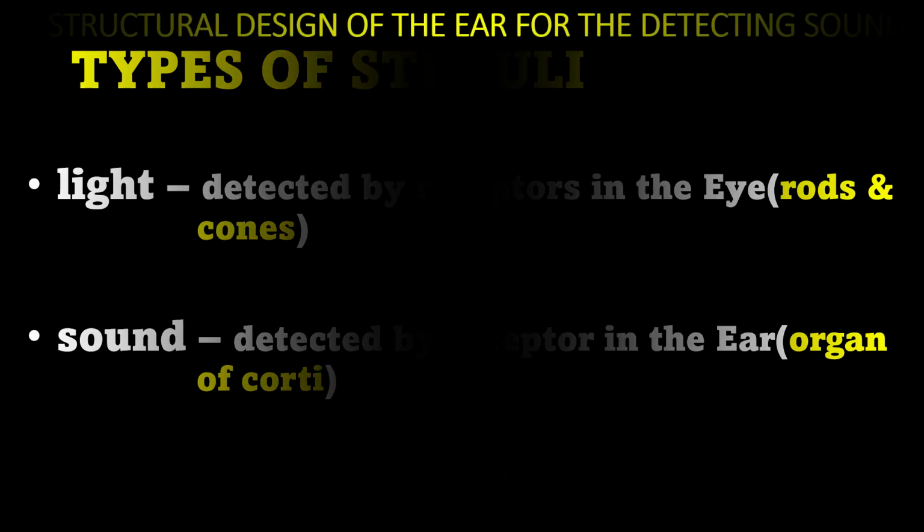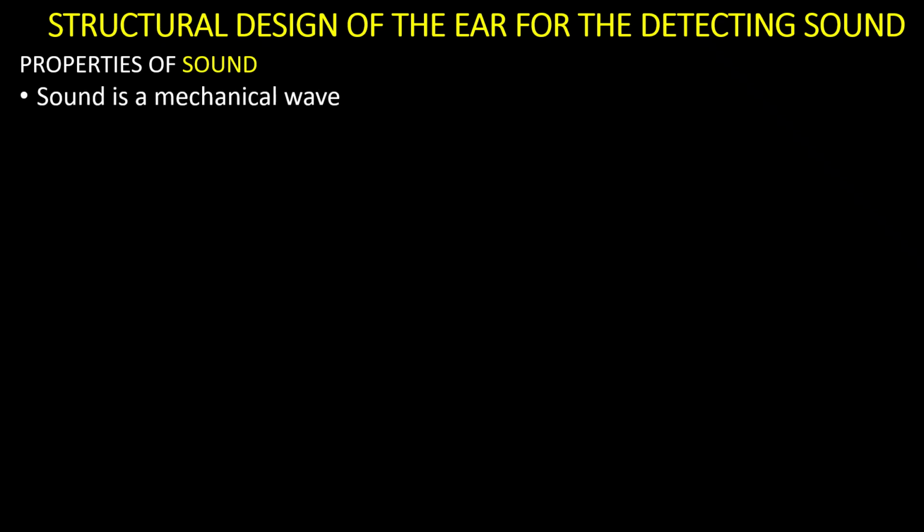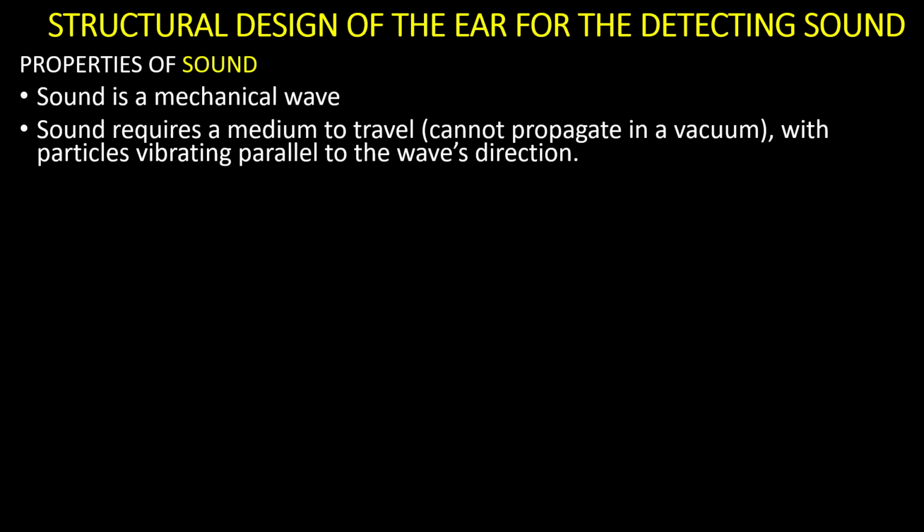As we continue, I want us to explore the structural integrity and design of the ear for detecting sound. For the ear to detect sound, we have to know the properties of sound. So one, sound is a mechanical wave, and thus it requires a medium to travel through, or it cannot be propagated in a vacuum. You can't hear sound in space because there is no air to transmit it. And as such, it requires a medium.